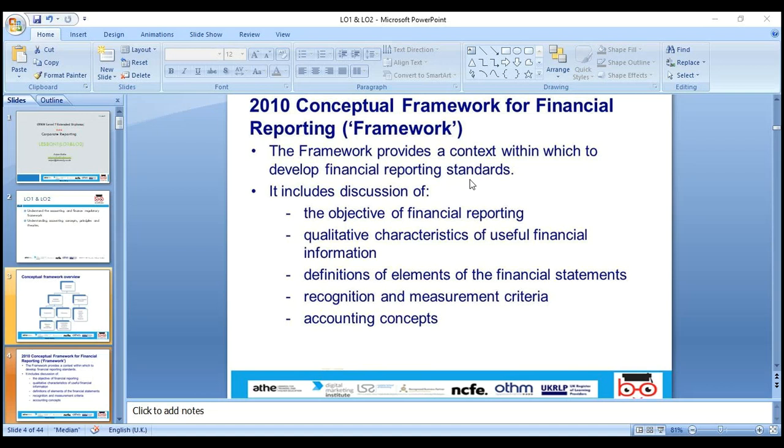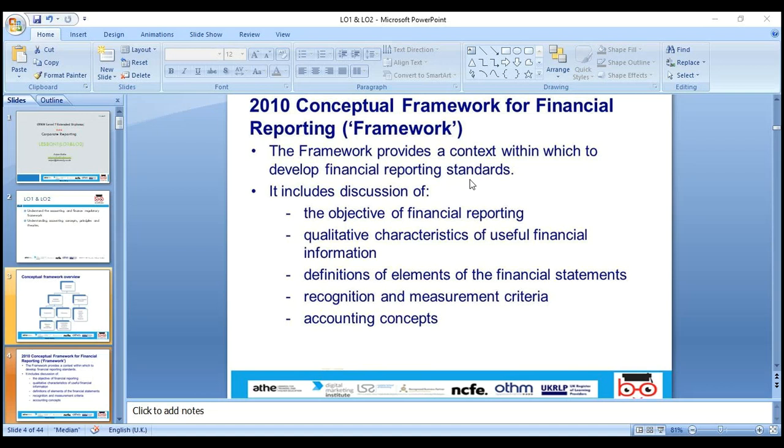Provide a context with which to develop the financial reporting standard. It includes the discussion of the objective of financial reporting. Why do we need to report? Think about financial reporting. Financial reporting is meant to provide financial information to our users, and on the basis of the financial information, people can make decisions.